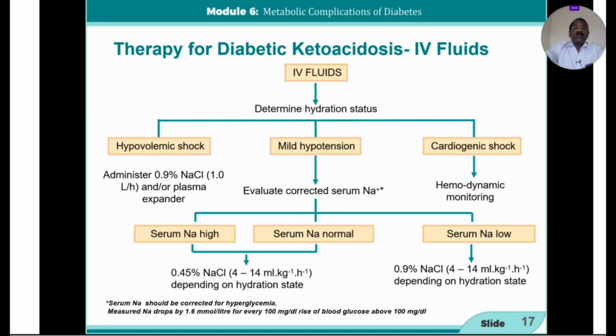IV fluids: determine the hydration status. Hypovolemia, mild hypotension, or cardiogenic shock. In hypovolemic shock, administer 0.9% sodium chloride or plasma expanders. In mild hypotension, evaluate the corrected sodium. In cardiogenic shock, do hemodynamic monitoring. Serum sodium may be high or normal, so accordingly you have to maintain it. One thing is very clear: when the patient is in moderate or severe DKA, it is better to get admitted in the intensive care unit, and they will definitely look after the fluid therapy and so on.